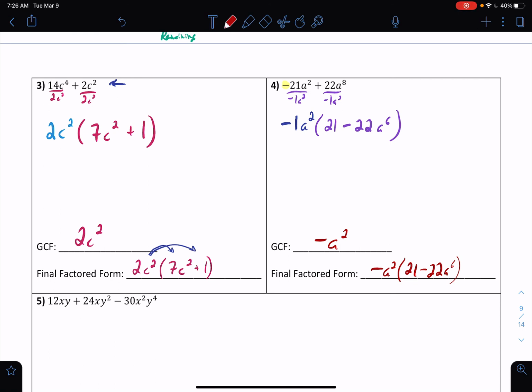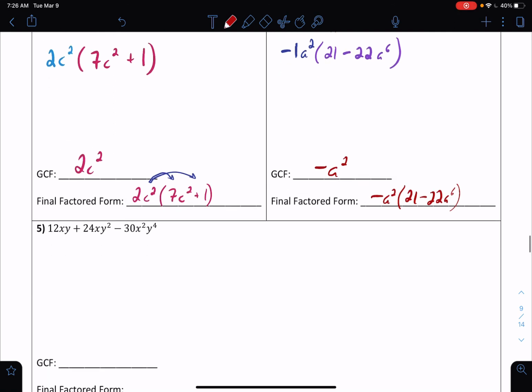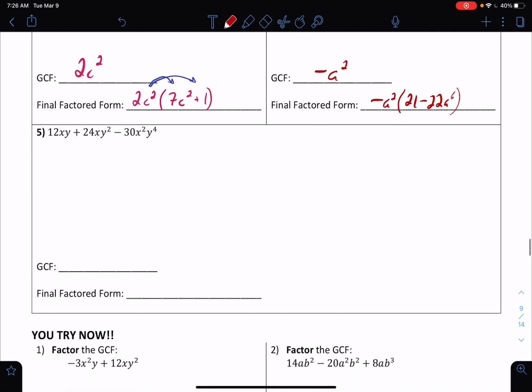Okay, so we got one more problem here. We got a doozy here. We got 12xy plus 24xy squared minus 30x squared y to the 4th. All right, so what is the greatest common factor of the numbers 12, 24, and negative 30? Well, the first thing we see is positive, so we don't need to factor out a negative.